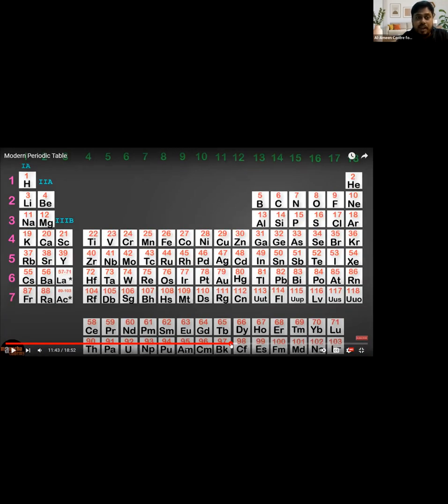This is the complete periodic table. This is a complete picture of a modern periodic table. So we can say long periodic table.